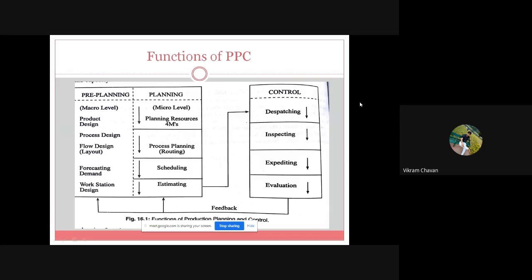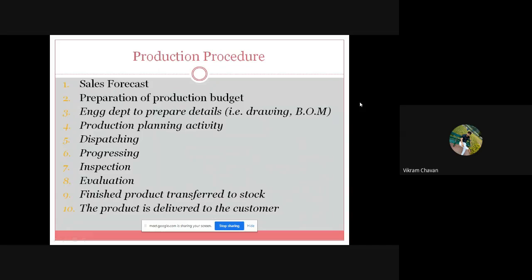In evaluation, the comparison will be made between what we have planned and what actually happened. That evaluation comes under this controlling phase, and the feedback will be provided to the planning phase, so that whatever problems or deviations happen will be encountered in planning only. So these are the functions of a PPC, and we have discussed this in the last lecture.